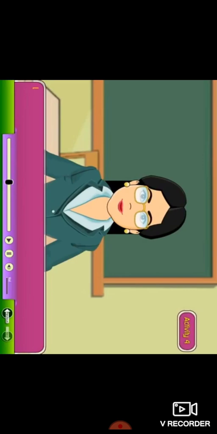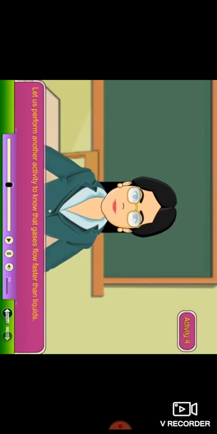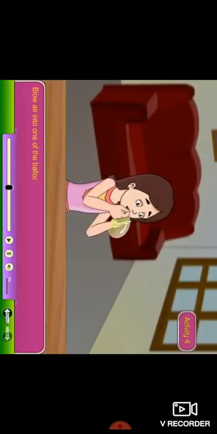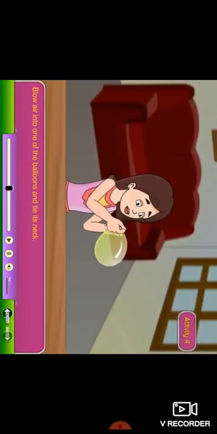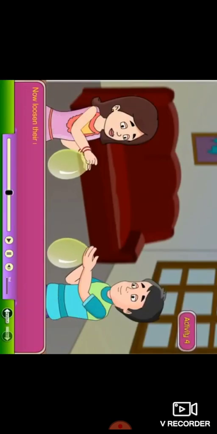Activity 4. Let us perform another activity to know that gases flow faster than liquids. Take two balloons of equal sizes. Blow air into one of the balloons and tie its neck. Fill water in the second balloon and tie its neck. See that both the balloons are of same size. Now, loosen their necks at the same time.